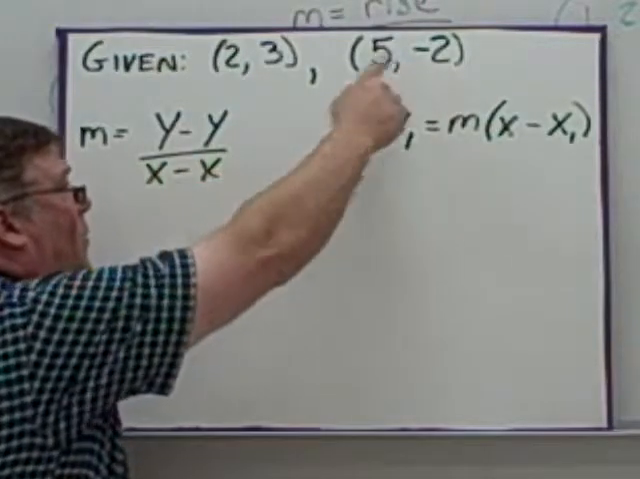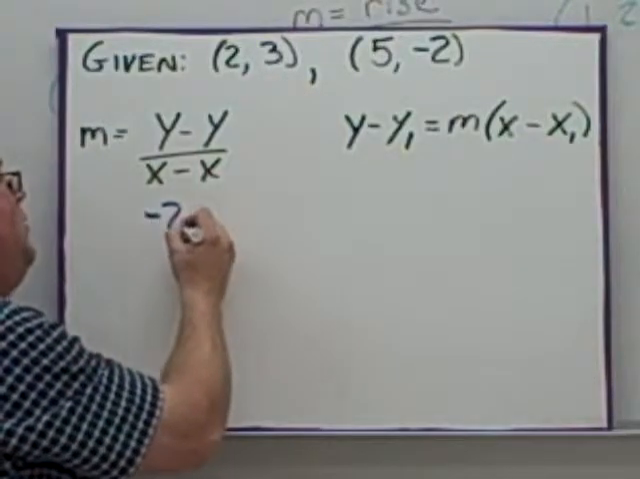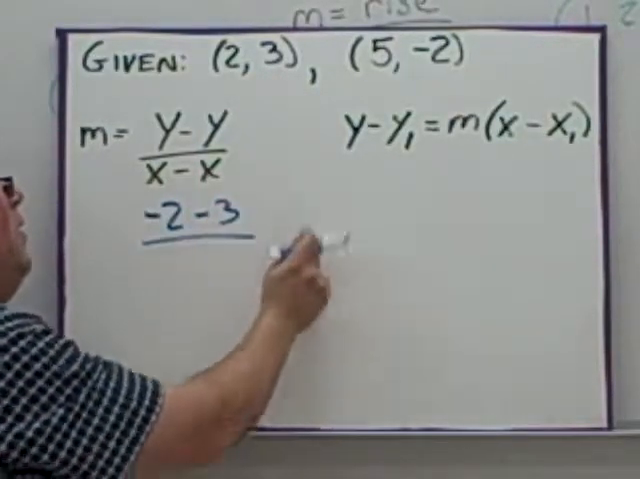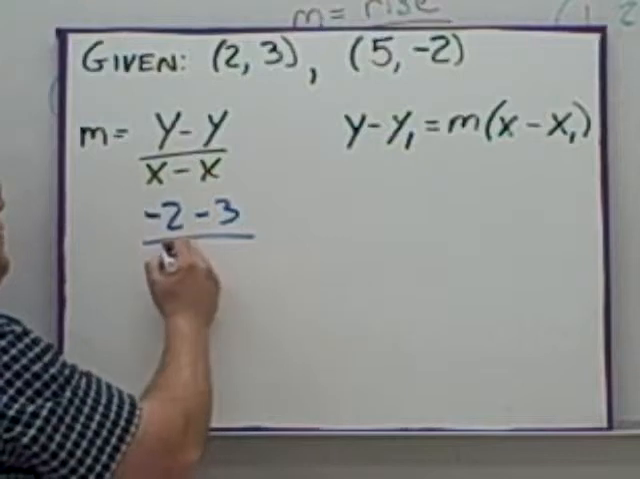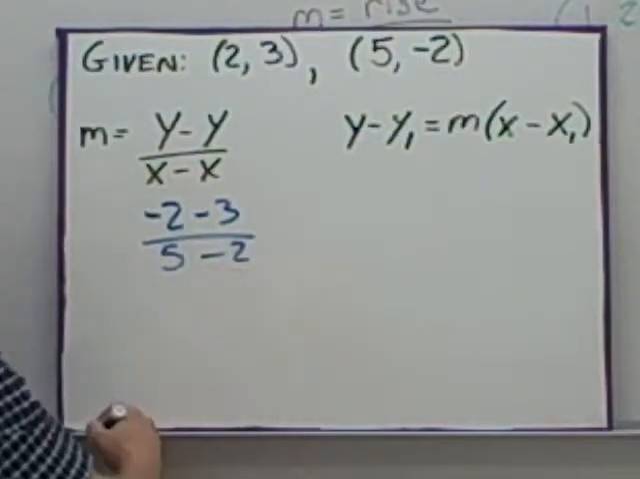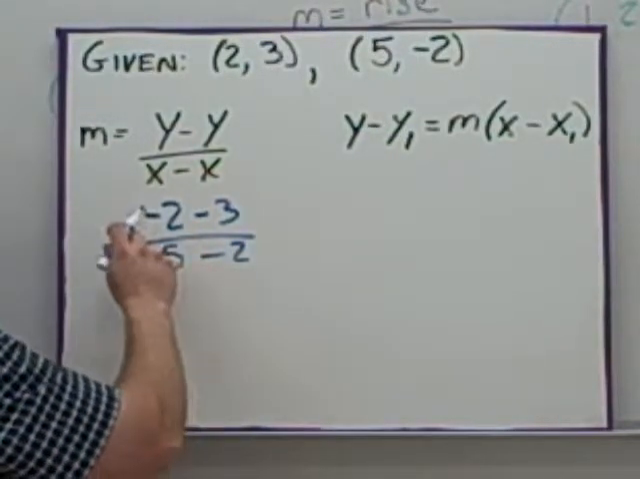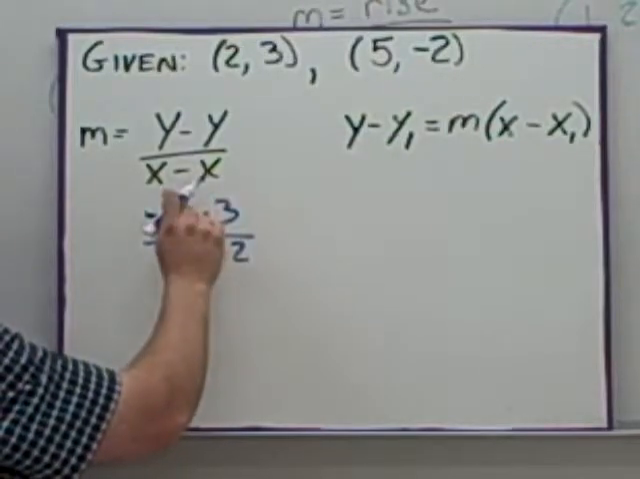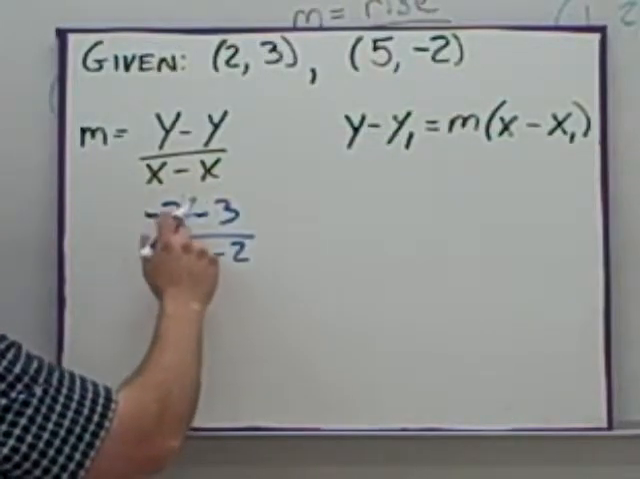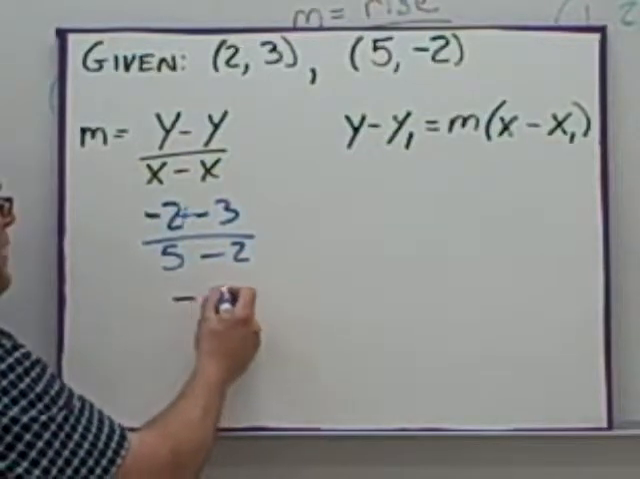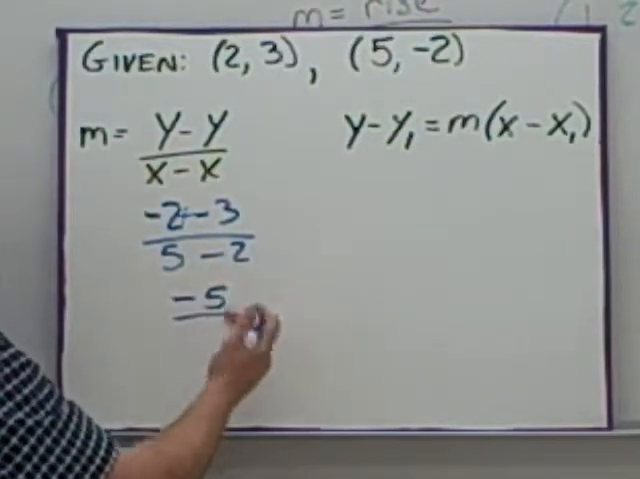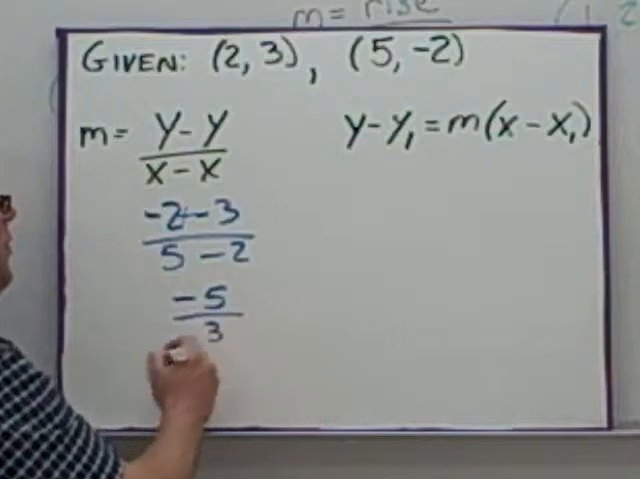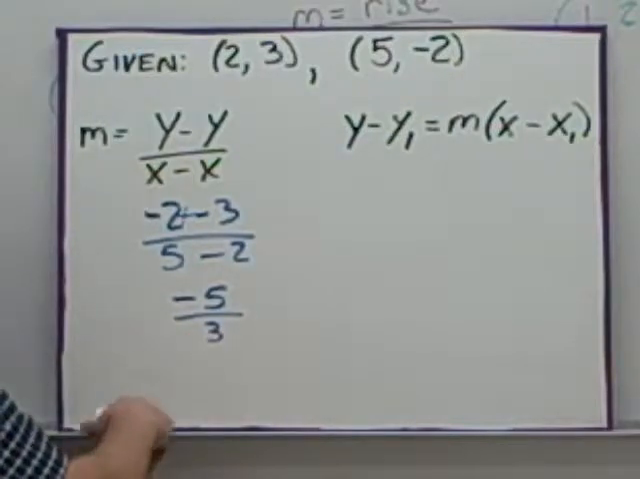I plug in y minus y, negative 2 minus 3, over x minus x, 5 minus 2. I end up getting negative 2 minus 3, or you can do the keep it, change it. I get negative 2 plus negative 3, which is negative 5, over 5 minus 2, which is 3. So my slope is negative 5/3.